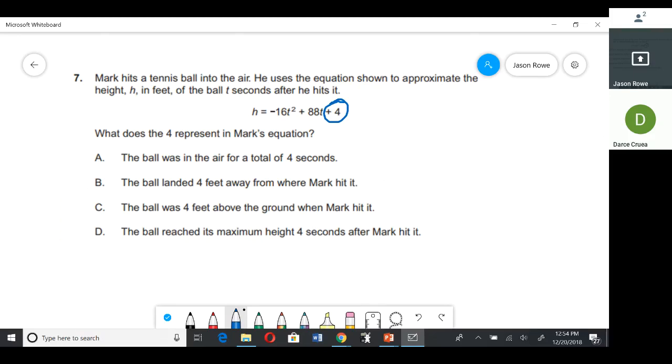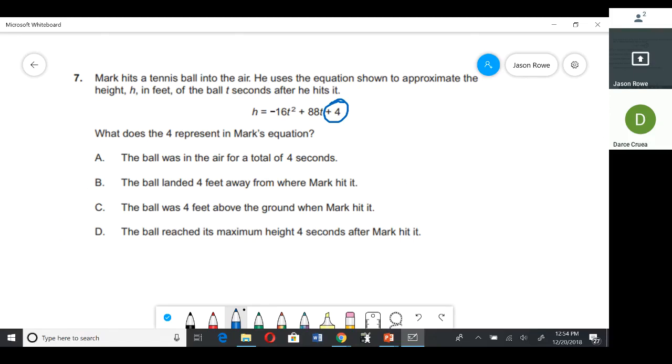Okay, well, let's just look at all the choices first and see if there's any we can get rid of. What do you think? I like that idea. Okay, so if T represents the time, we can look at A. It says the ball is in the air for 4 seconds. Well, that's time. T represents time, though.